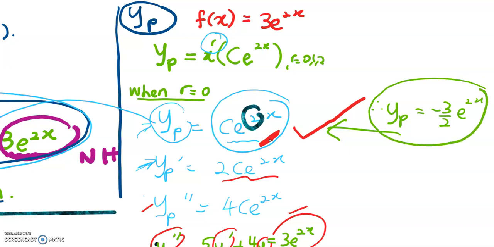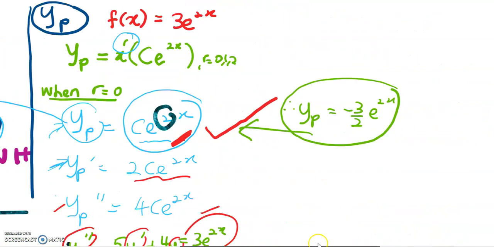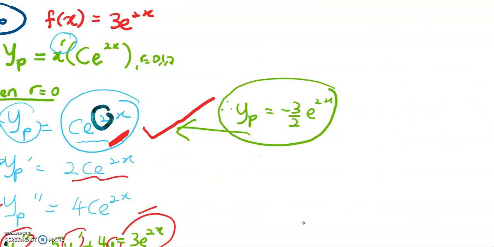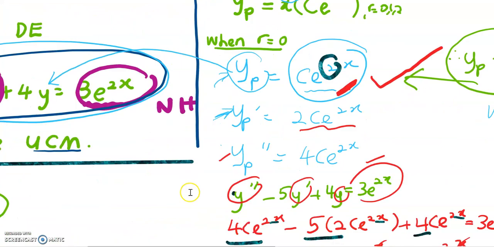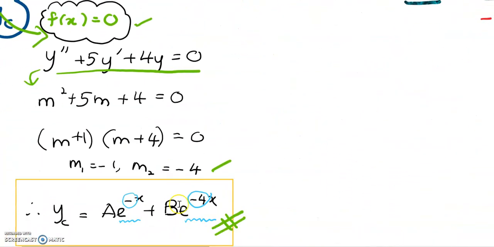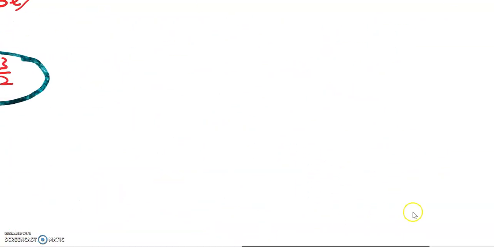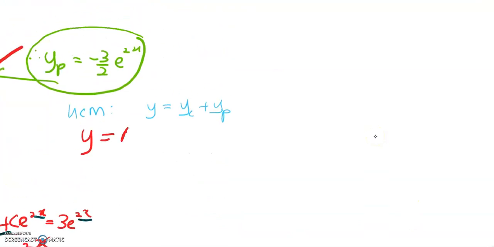So, dah dapat yp. Okay, patah balik. Tadi kita dah tahu kan, kita dah pandai dah. Kita tahu dah. Gunakan UCM. Okay, UCM, solution dia adalah y equals to yc plus yp. Kita ambil lah tadi. Okay, y kita adalah yc. yc apa tadi saya lupa. Negatif 1 dengan negatif 4 kan? Bismillahirrahmanirrahim. Okay, betul. Okay, negatif 1, negatif 4. Saya tulis lah. Ae^-x plus Be^-4x tambah yp. Tolak 3 per 2 e^2x.